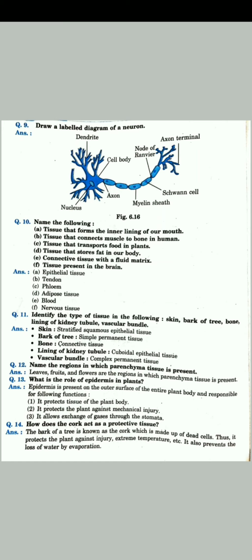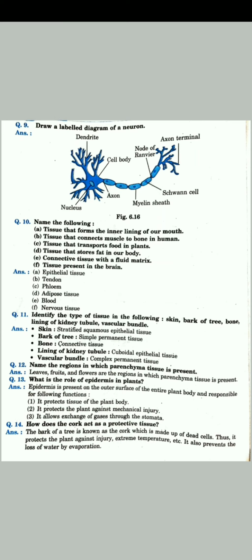Then question number 12, name the regions in which parenchyma tissue is present. All these regions are there where parenchyma is found. Leaves, fruits, flowers, those soft parts of the plant, they contain parenchyma. What is the role of epidermis in plants? So we all know that epidermis is protective tissue. It protects all the parts. It protects the plant against mechanical injury, and it also allows gaseous exchange through stomata.